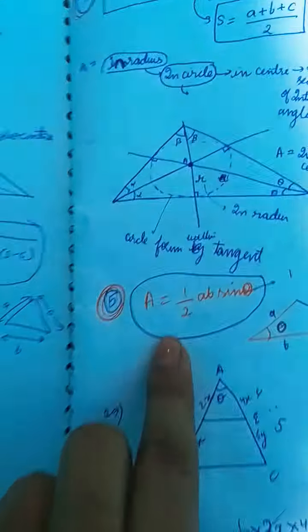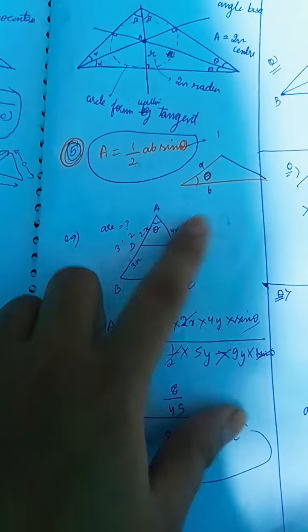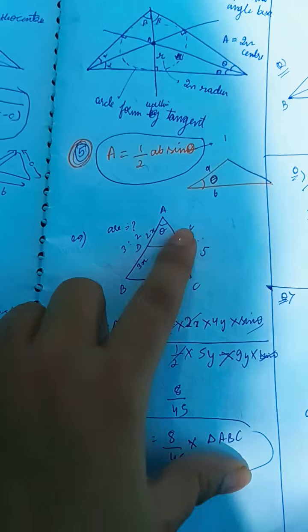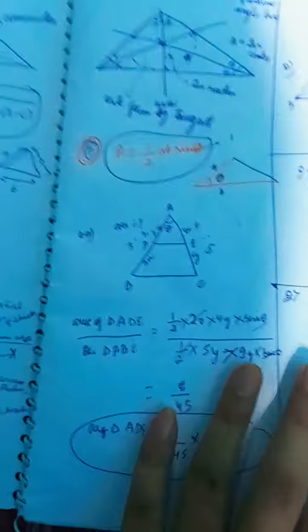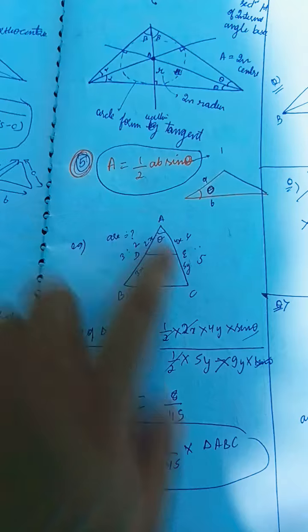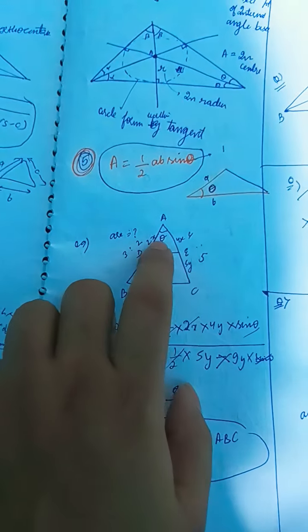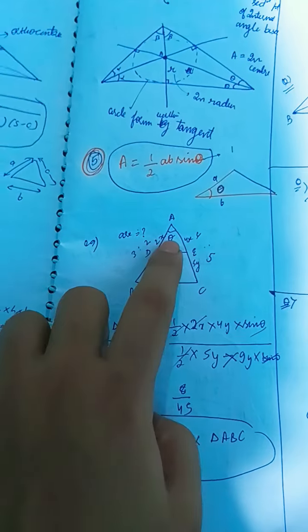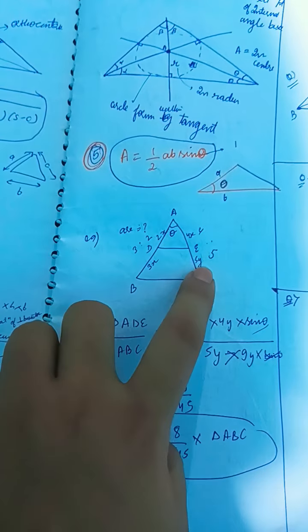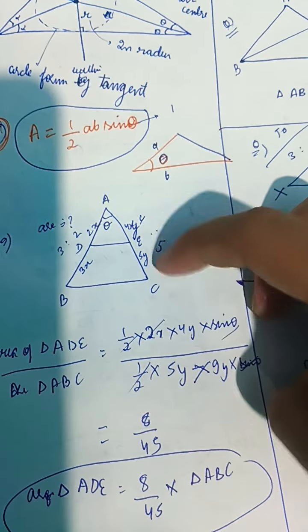Now the fifth formula is A is equal to half into ab sin theta. Both angles are given and the ratios of the sides are given, as you can see, 3:2 and 4:5. Now the area of the triangle we can calculate by the ratio of sides as well, by using this formula: half into 2x into 4x into sin theta, and the bigger triangle's area is half into 5y and 9y into sin theta, and we'll get the ratio.